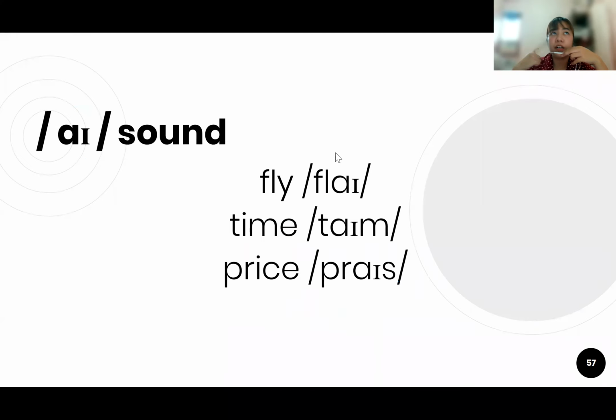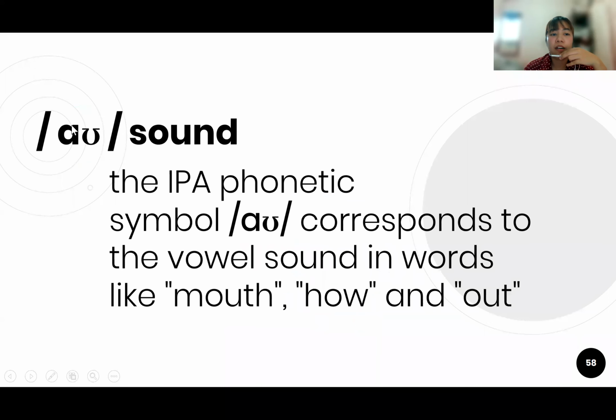So if you hear a word or if you are asked to transcribe a word that has the I sound, like your fly, time, and price, that is how you represent it in IPA transcription. Next, we have your ow sound. So A plus your short U sound produces your ow sound. It's like a bark of a dog. So ow. That is the sound of this symbol.